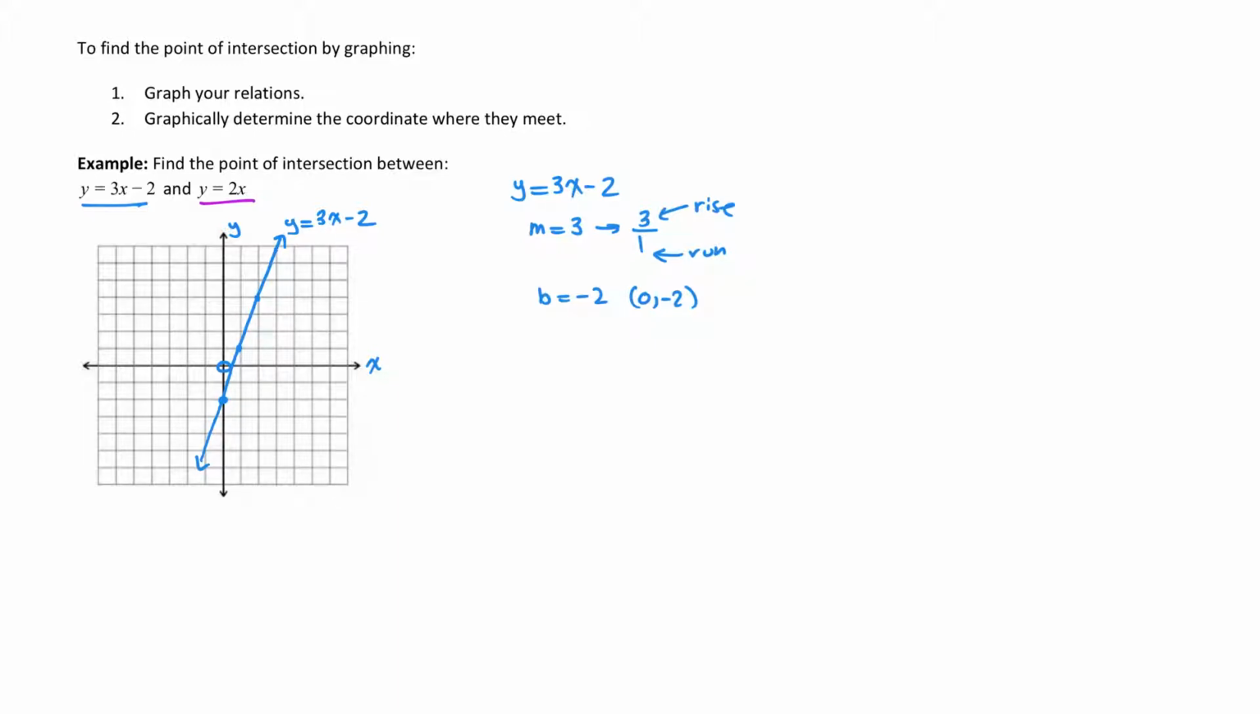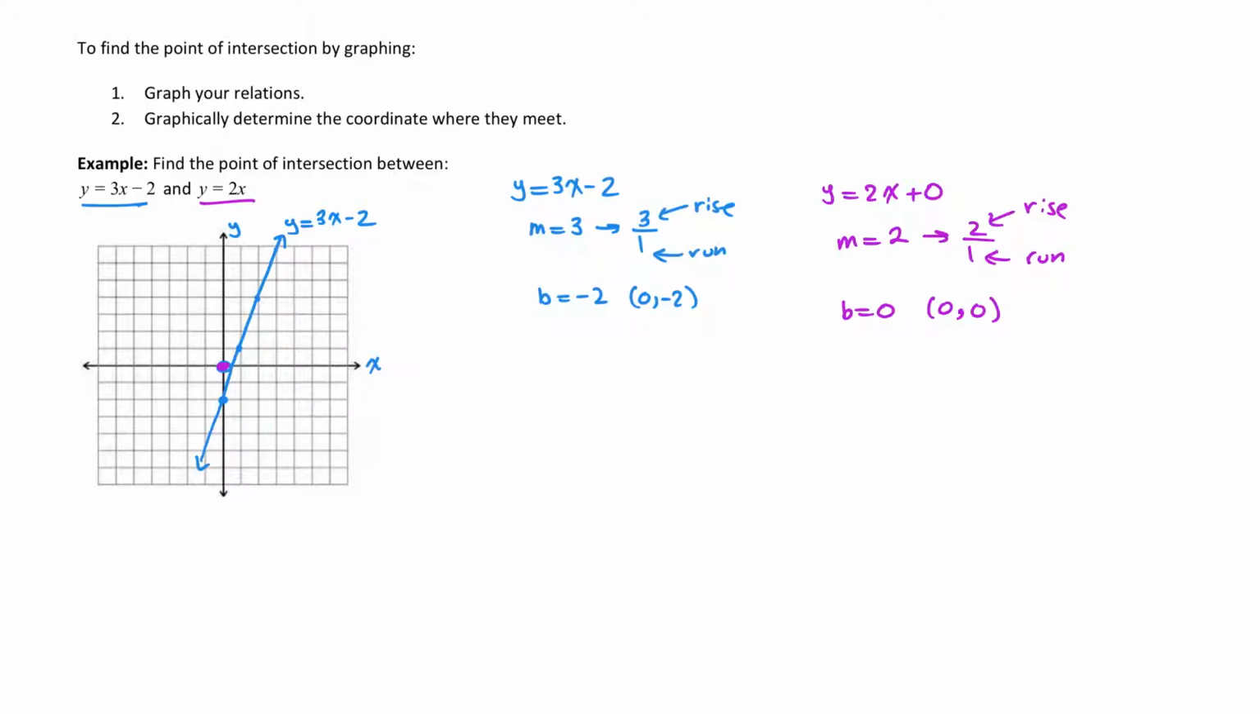Now for my purple line, y is equal to 2x. Here my slope is the coefficient of x, which is 2. That's the same as 2 over 1, meaning that the 2 is my rise and the 1 is my run. In this case, my b value is 0 because this is the same as 2x plus 0. So one of the points that lies on this line is the point 0, 0. That's this point right over here, right at the center.